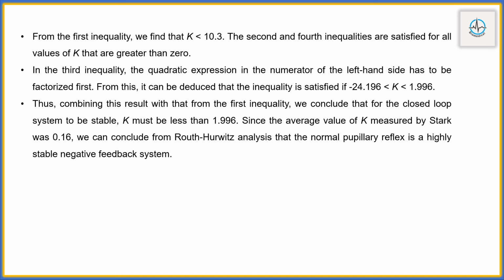Since the average value of K measured by Stark was 0.16, we can conclude from Routh-Hurwitz's analysis that the normal pupillary reflex is a highly stable negative feedback system.